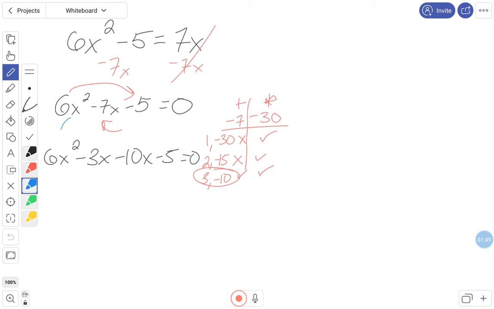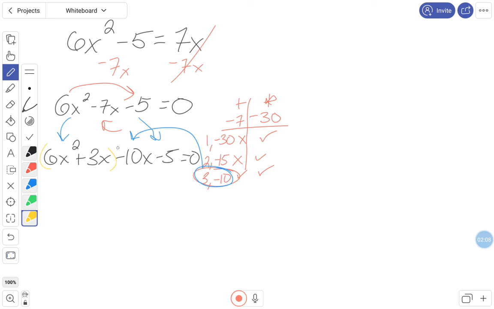Again, this 6x squared just dropped down, the negative 5 just dropped down, and I uncombined like terms to get the middle terms there. Oh, you guys, I am so sorry. That should have been a plus 3x because it was a positive 3. I'm sorry for the confusion. Okay, now I can factor by grouping.